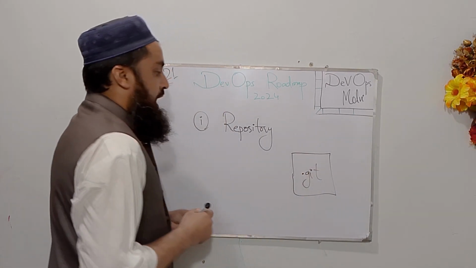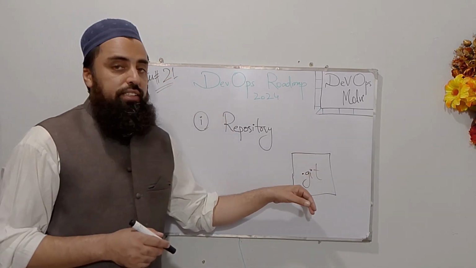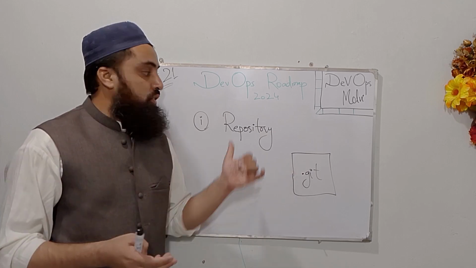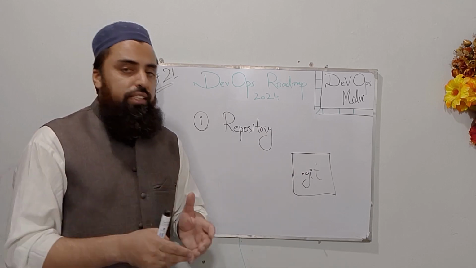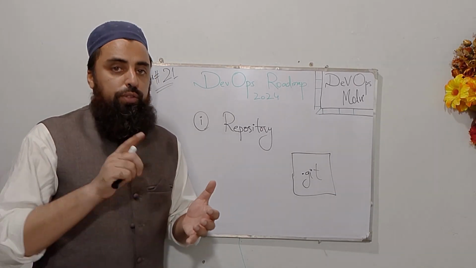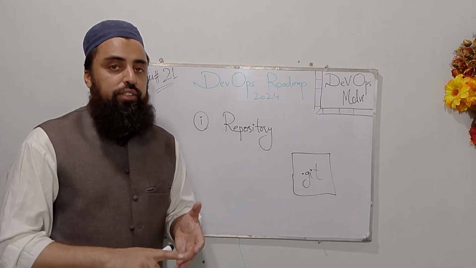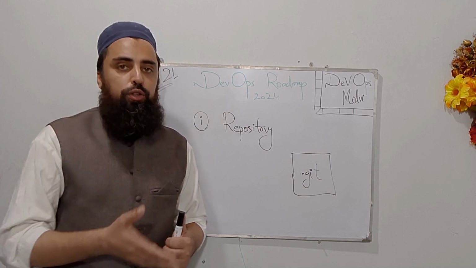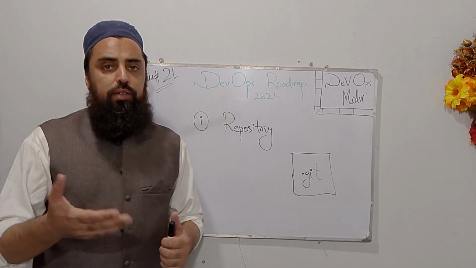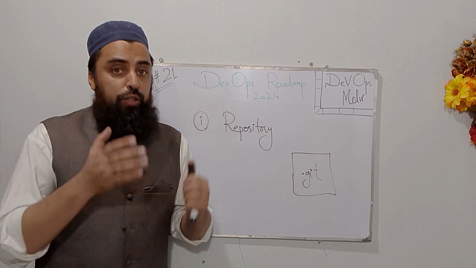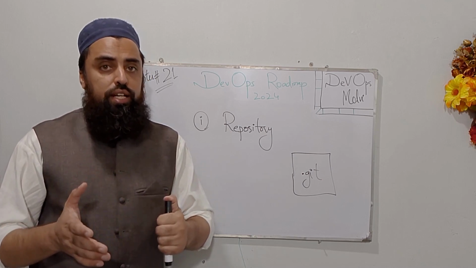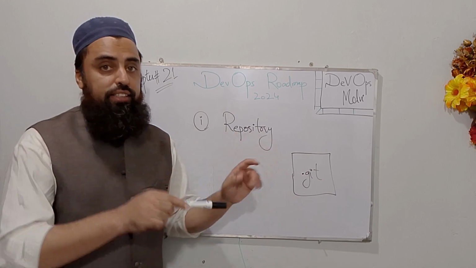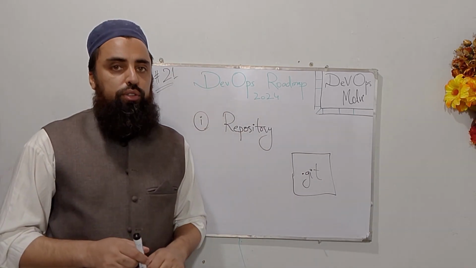And I have told you in my previous lecture that .git is usually considered as the database of Git because it contains every information, every log, every commit, every branch. So we can say that a Git repository contains everything, including your source code and files, etc. And those files, folders, and that source code are tracked by Git, and that is collectively known as a repository.